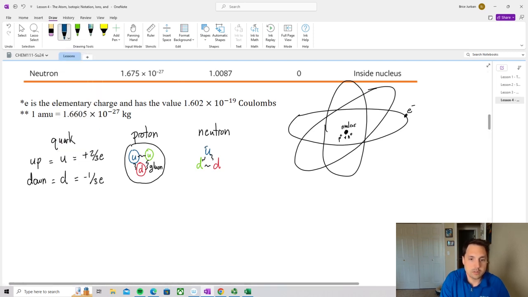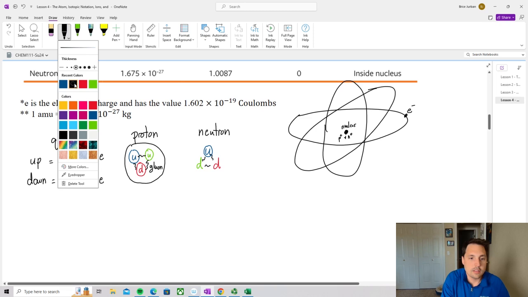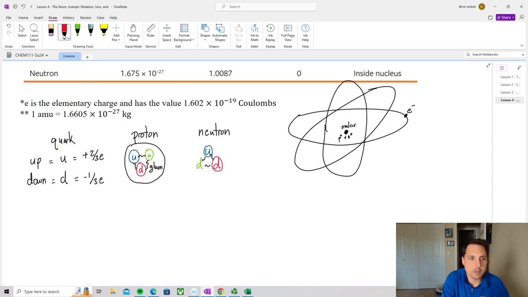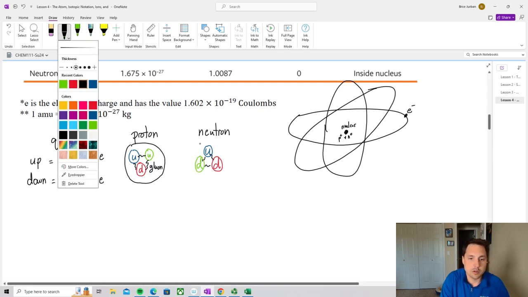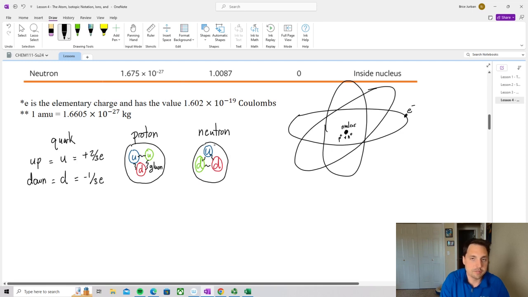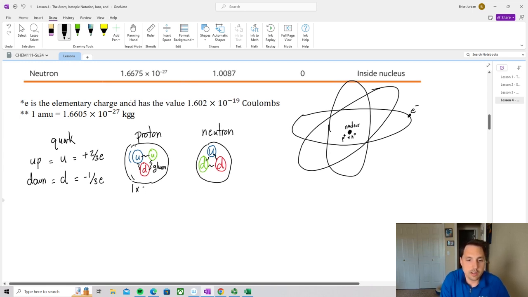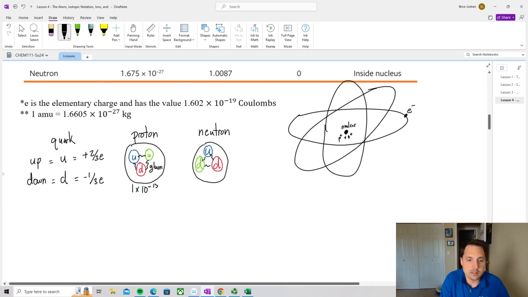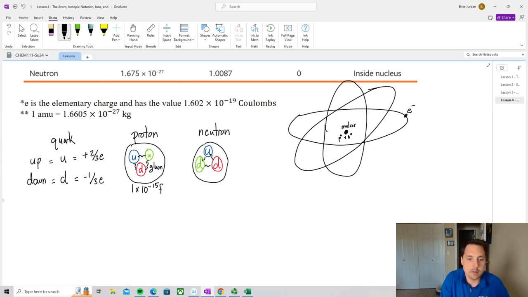Let me draw my circles here. Doesn't matter. They're up and down quarks. They're not able to actually be measured how big they are, so drawing them as spheres is kind of misleading in some sense. But anyways, the size of a proton is roughly on the order of 1 × 10⁻¹⁵ femtometers. Neutron's about the same, a little bit smaller than that.